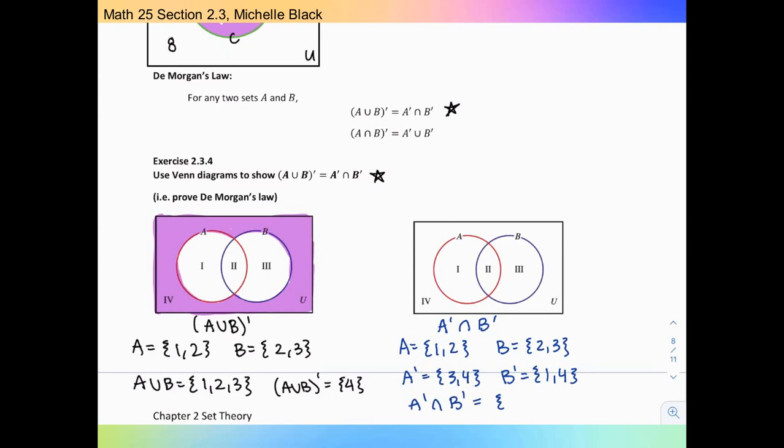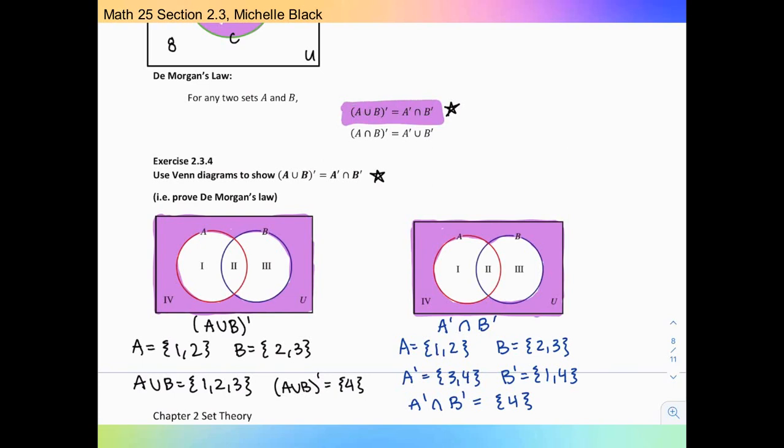Intersection means the stuff they have in common. So when I look at A complement and B complement, the only number I see in both of them is 4. So I will shade in that region. And what we notice from our Venn diagram is the exact same region was shaded in, which proves that the complement of A union B is the exact same region as the intersection of A complement and B complement. Or we can say that De Morgan's law holds.